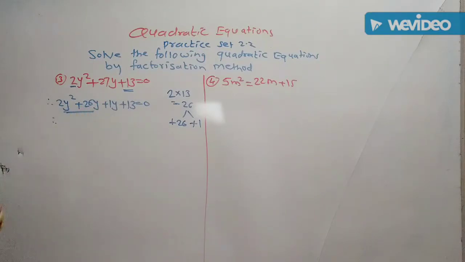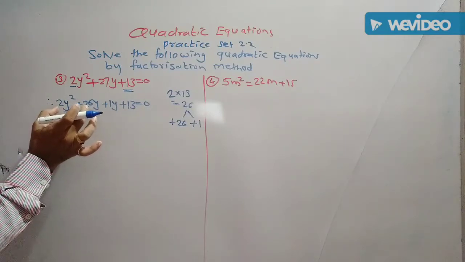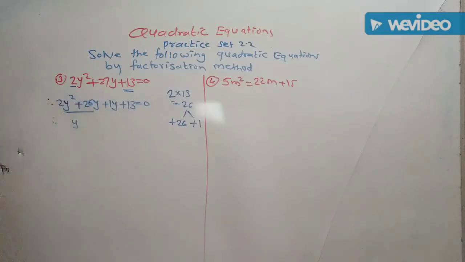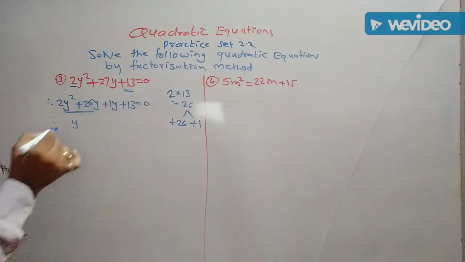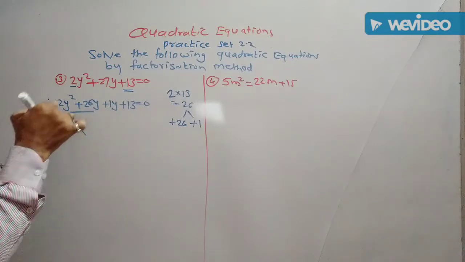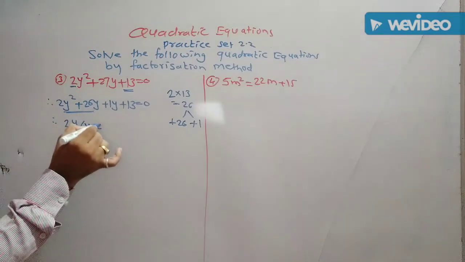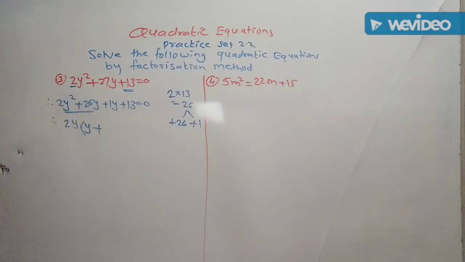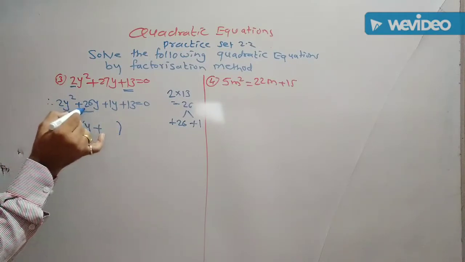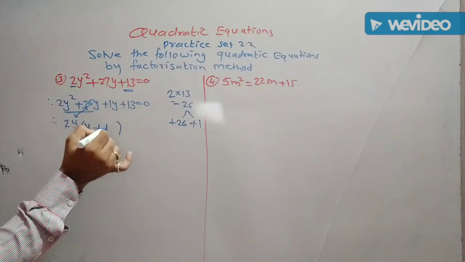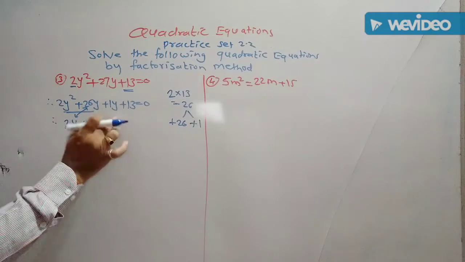Now from the first two terms, the variable always gets common. The coefficient of the y square term is 2, the coefficient of the y term is 26. Both are multiples of 2, therefore we take 2 as the common. Now from 2y square, 2y gets common, remaining is y. From 26y, y gets common, and from 26, 2 gets common. Therefore here we write the division of both, that is 26 divided by 2, we get 13. Therefore here we write 13.